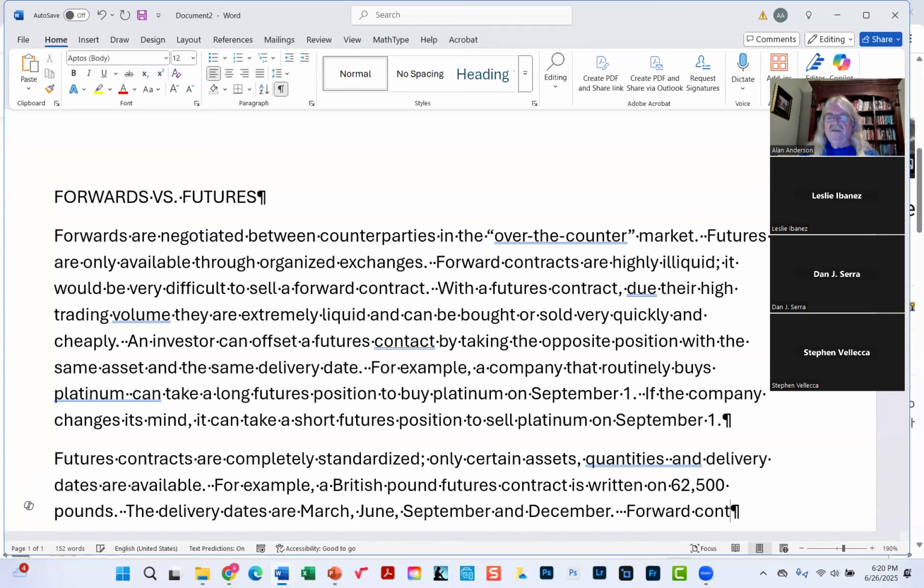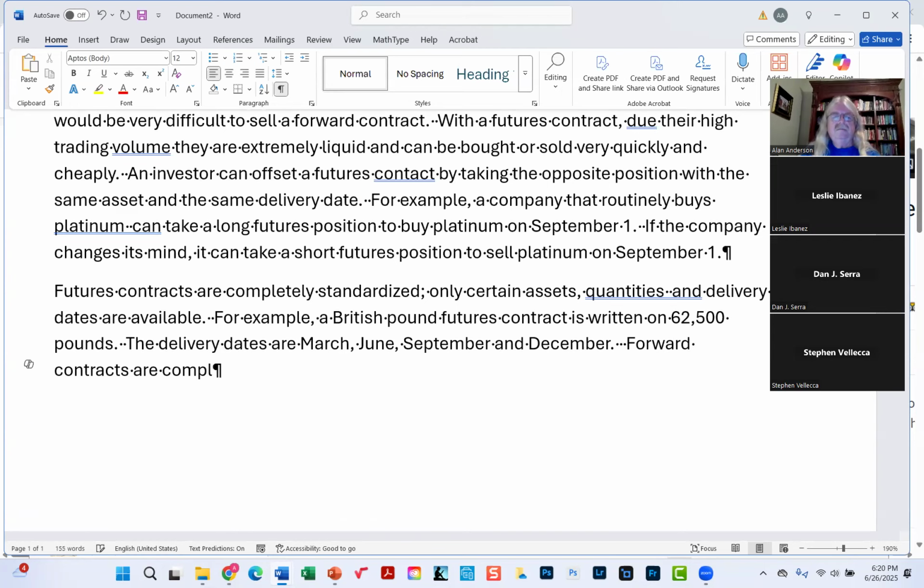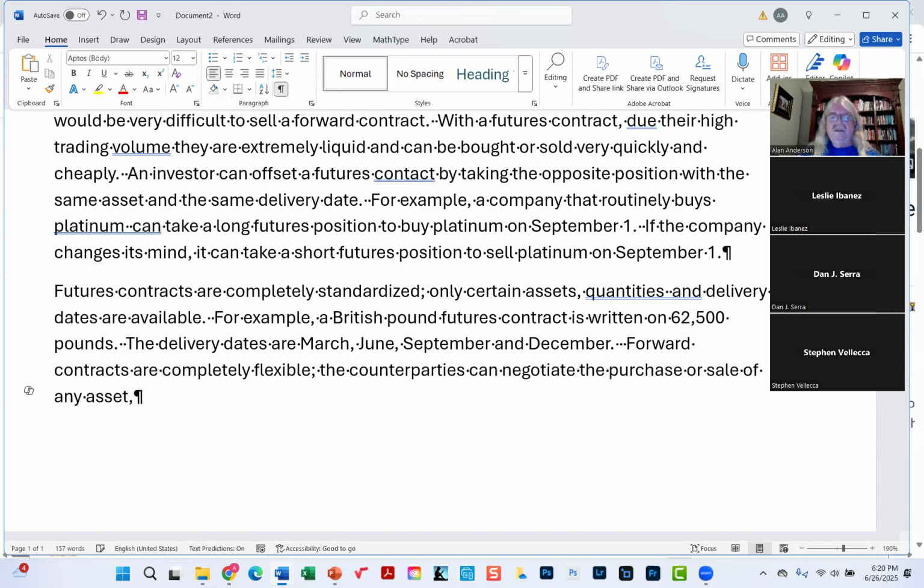Forward contracts are 100% flexible. The counterparties can negotiate the purchase or sale of any asset, any quantity of the asset, and any delivery date. In other words, if you need something a little off the beaten path, you want a forward contract most likely, because you won't be able to find it at the CME. It won't exist. If they don't have it, they just don't have it.